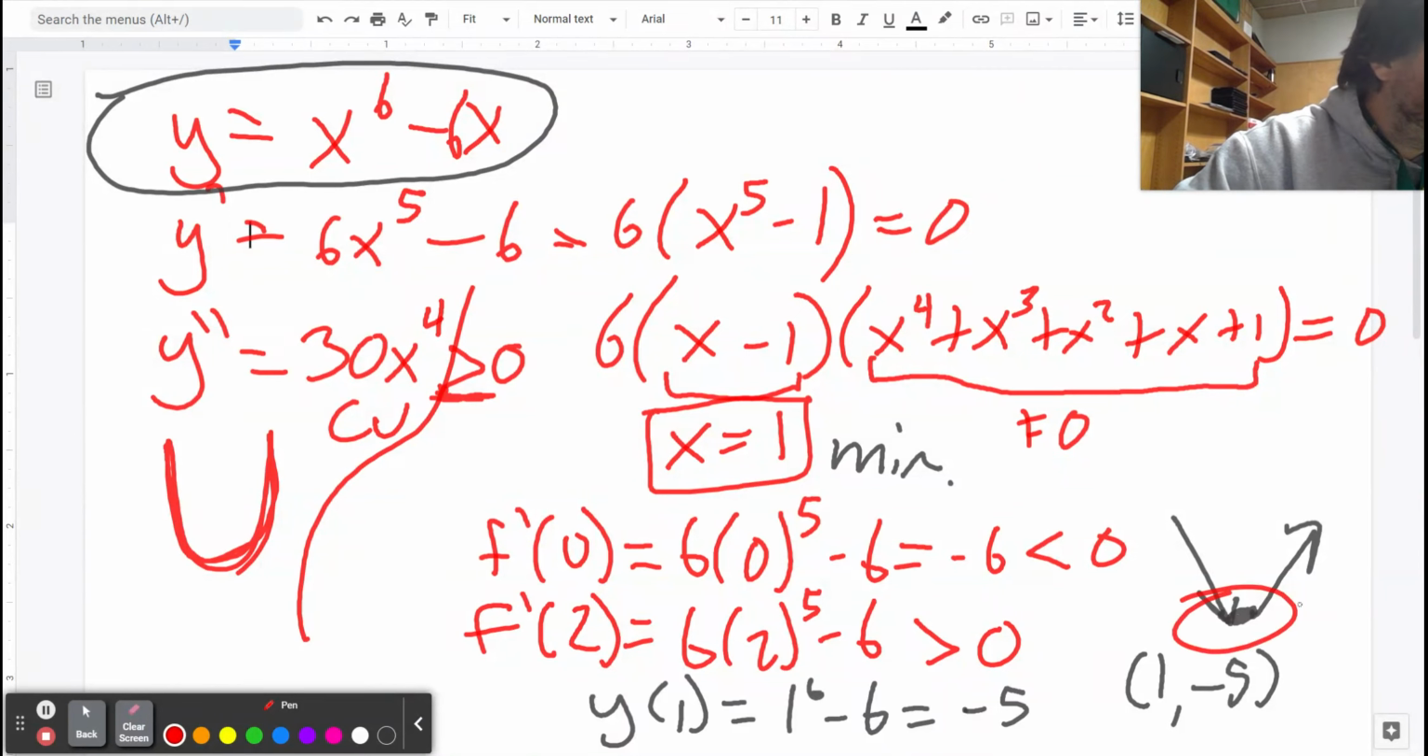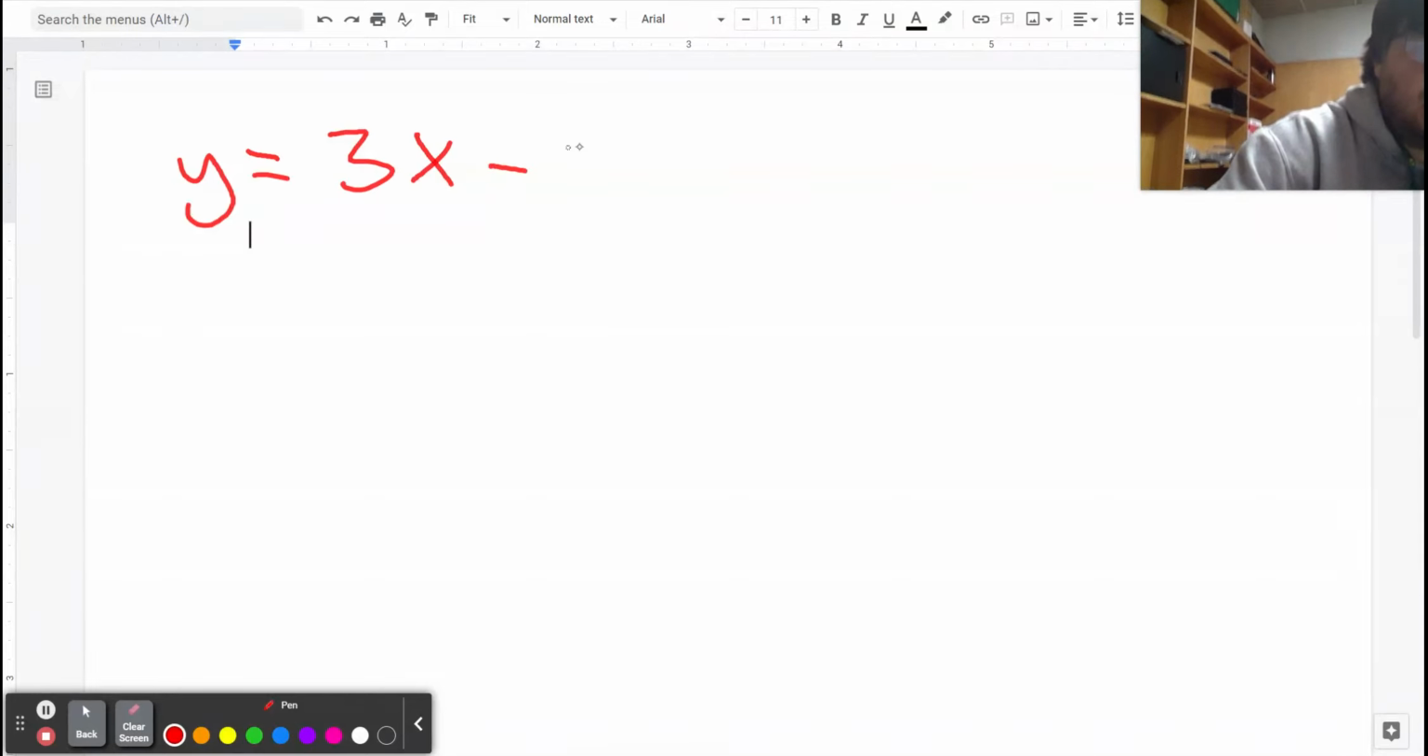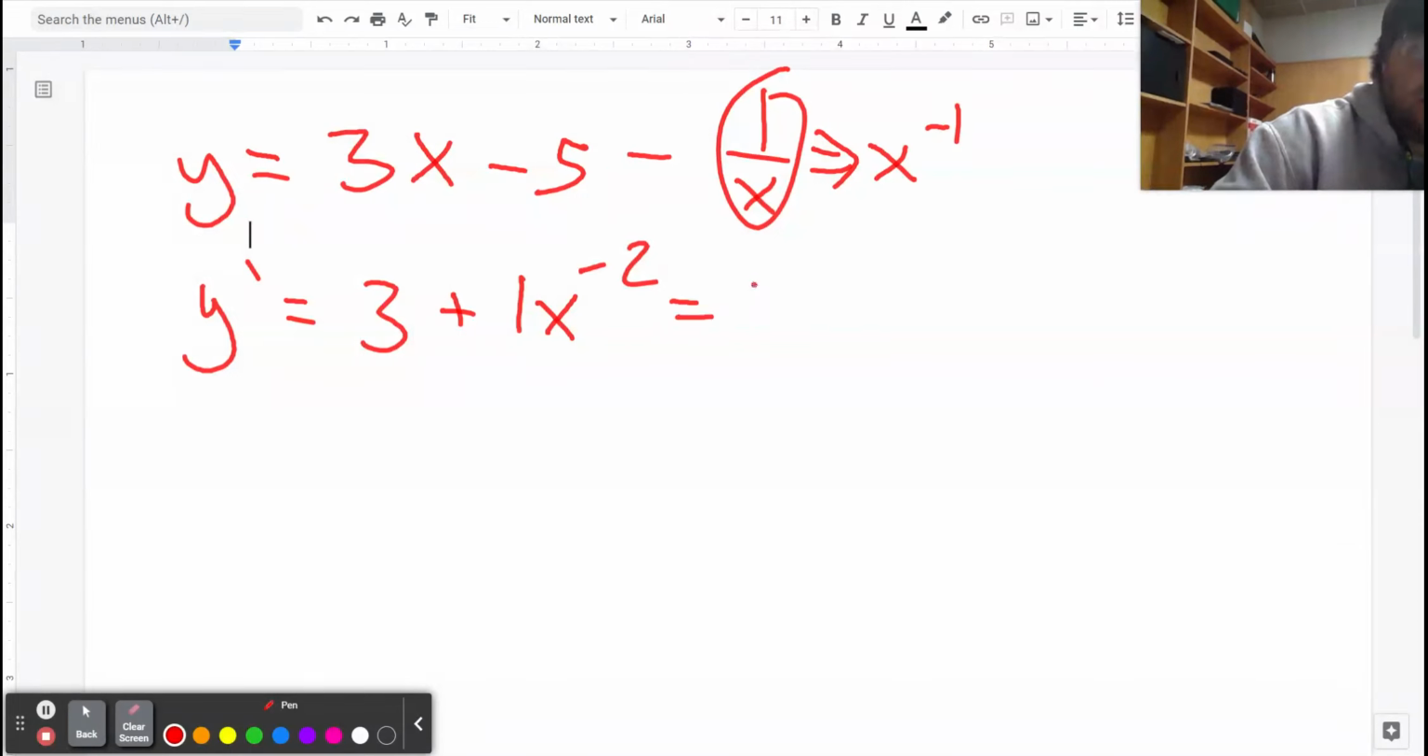Let's look at one other example that maybe is a little bit more interesting. What if we had y equals 3x minus 5 minus 1 over x. Then y prime is going to be 3 minus, I'm thinking of this as x to the negative 1, so I drop the negative 1 in front, so it's plus x to the negative 2. In other words, it's 3 plus 1 over x squared.